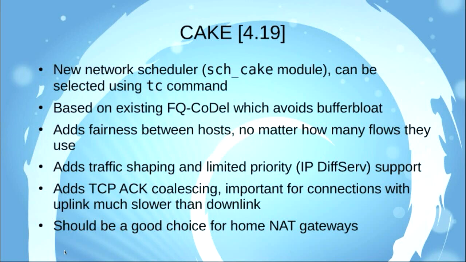Cake also adds some traffic shaping, which is useful for limiting bufferbloat, and it has some priority support. And finally, it adds coalescing of TCP ACK packets, which is really important for connections that have a slow uplink compared to the downlink. In some cases, the need to transmit lots of ACK packets can limit the download speed, and most home broadband connections have this asymmetry. So all in all, Cake should be quite a good choice for home routers.